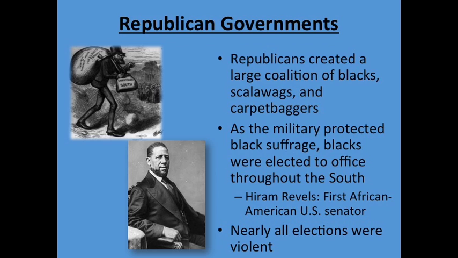Republican governments were mostly coalitions in the South. You have African Americans who are newly enfranchised with their right to vote, protected by the military and by the Constitution eventually, in the form of the 15th Amendment. You also have scalawags. Those are Southern Republicans, white Southerners who were Union sympathizers during and after the war. And then you also have carpetbaggers, who are Northerners who moved into the South to involve themselves in business or politics once the war was over.